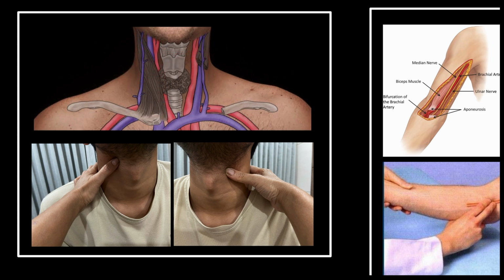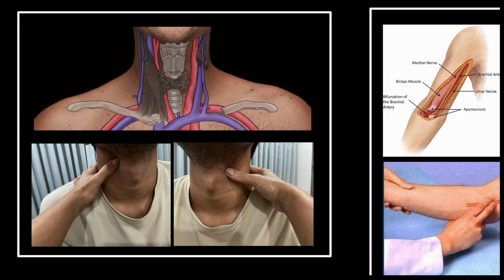Below here I have shown you how to palpate the carotid pulse. You use the thumb of the opposite hand to palpate the pulse. That is, if you are palpating the right carotid pulse, you use your left thumb, and if you are palpating the left carotid pulse, you use your right thumb. That kind of comes off naturally as well if you try to palpate the pulse.